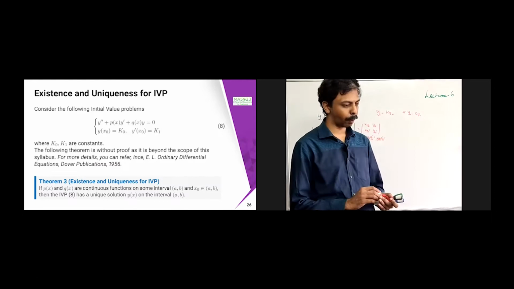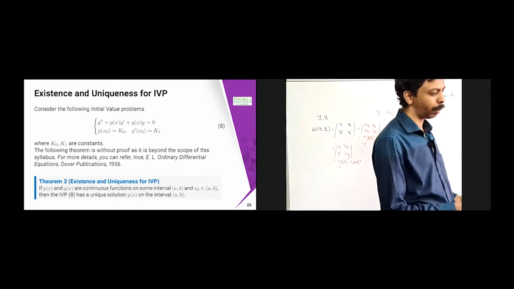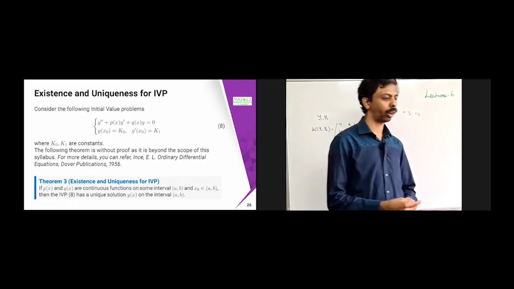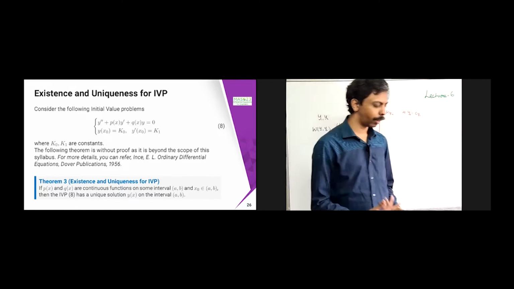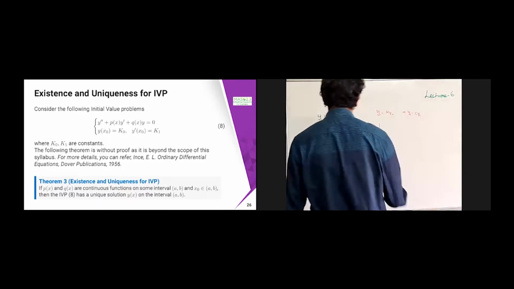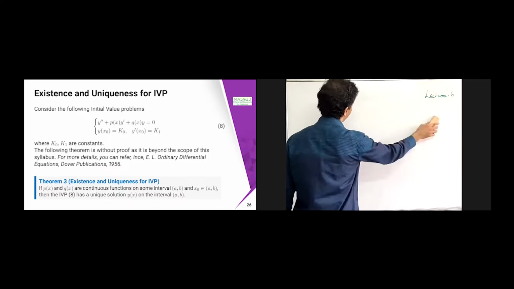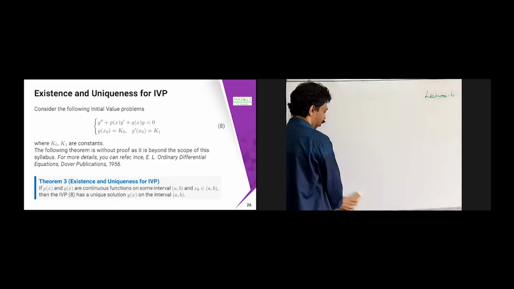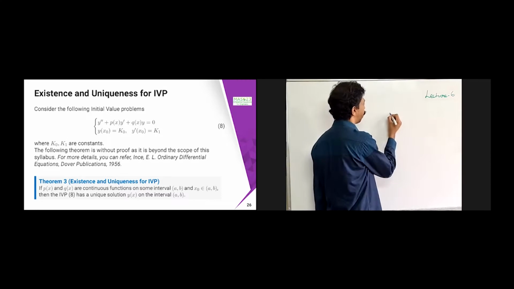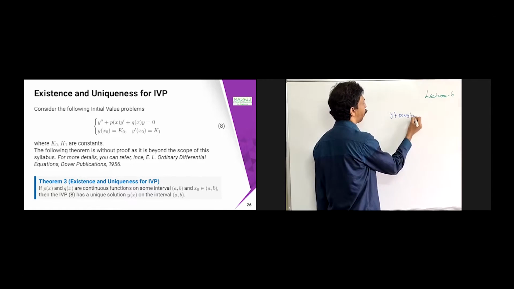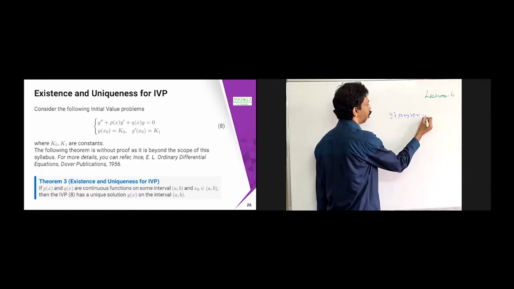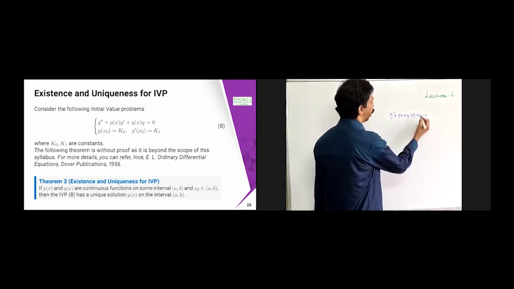Suppose p of x and q of x are continuous functions on some interval a b. Then we are going to see when this solution is going to be obtained. So let us consider this problem: y double dash plus p of x into y dash plus q of x equal to 0. I'm not going to consider the non-homogeneous part, only the homogeneous part.